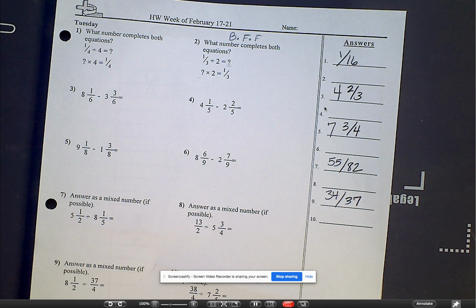Number 10, I'm just going to tell you it's going to give you a big number. These are going to be hard. 7, 8, 9, and 10. They're kind of challenging. So we'll keep working on this week, though.